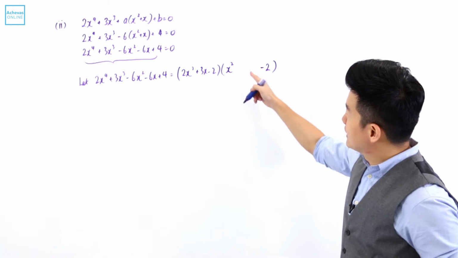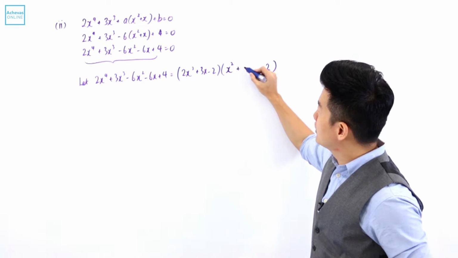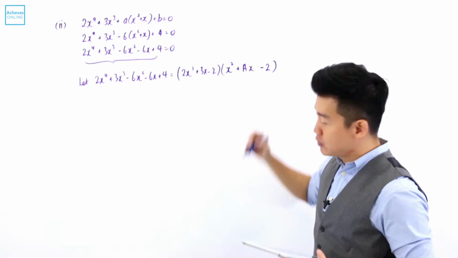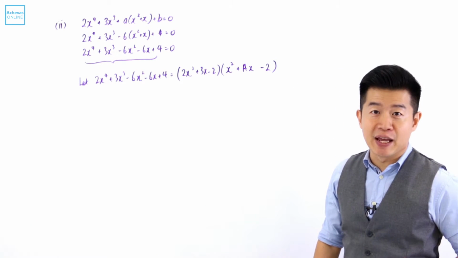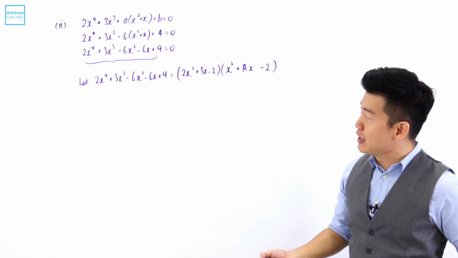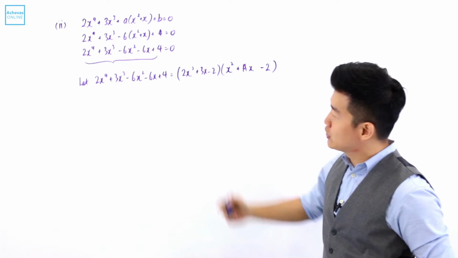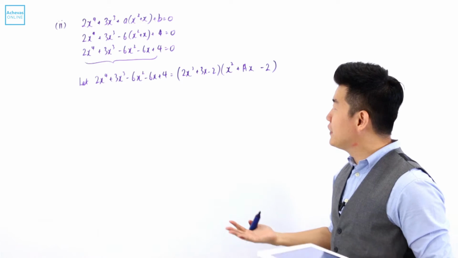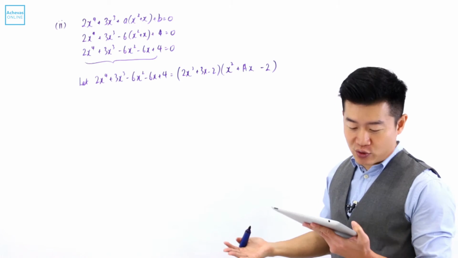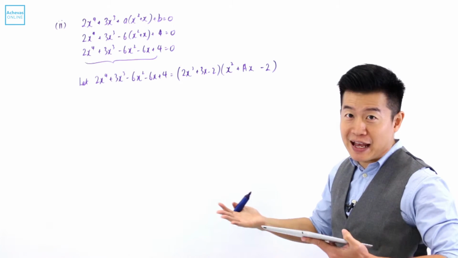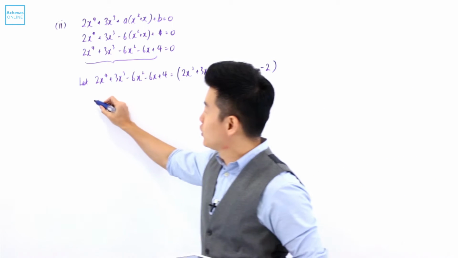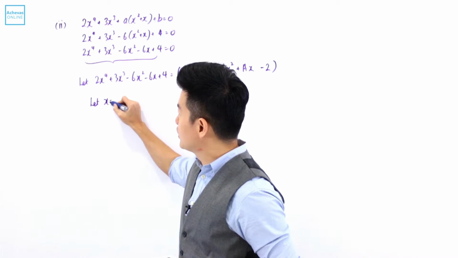What we do not have is this term in the middle. I'm going to call it plus ax, and I'm going to attempt to solve for a. To do that, I'm going to substitute a value into this equation over here. There's no convenient value that I can see, so I'm going to just try for a nice value. Maybe x is equal to 1. So I'm going to let x be equal to 1.